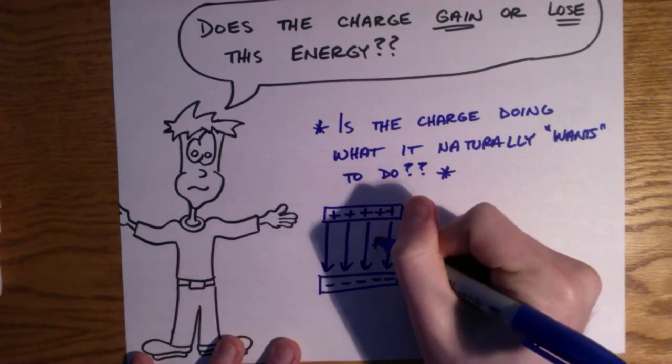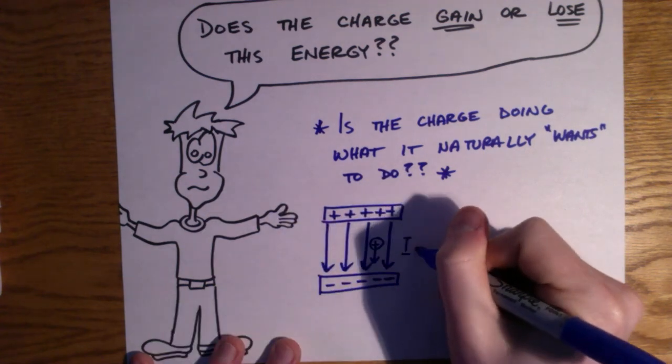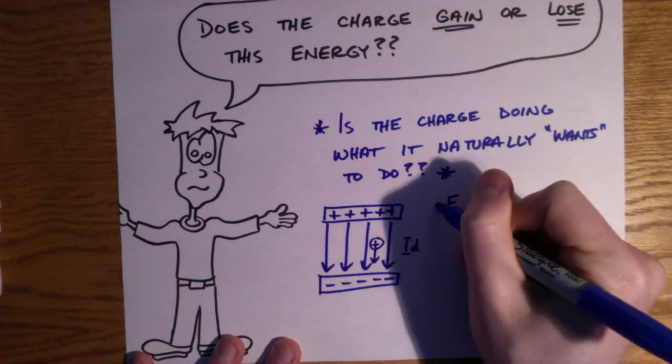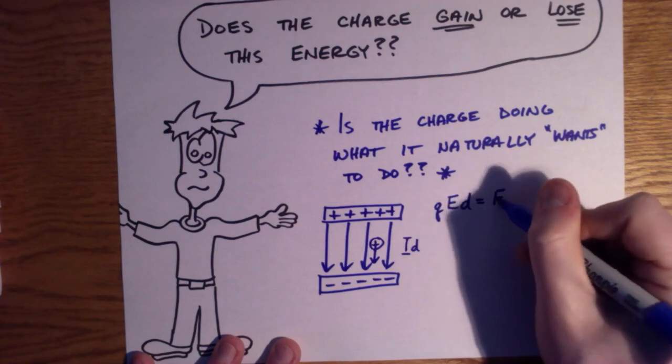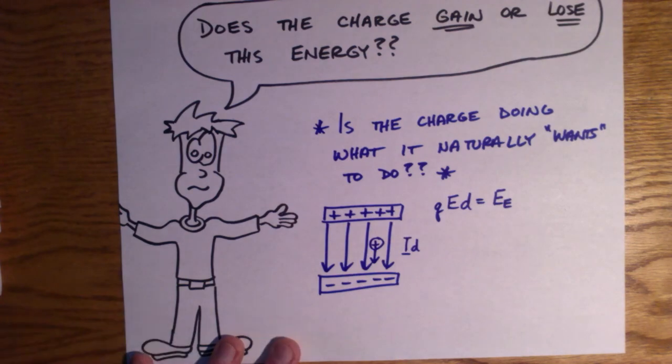Well, if I take a positive charge and I allow it to move this certain distance, I have an electric field, I have whatever that charge would be, and I have the distance that it moved. So I should be able to calculate my electric potential energy. But is it gaining or losing this energy? That's what tends to be tricky.